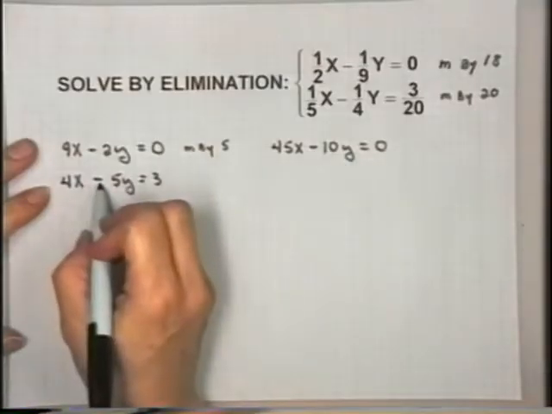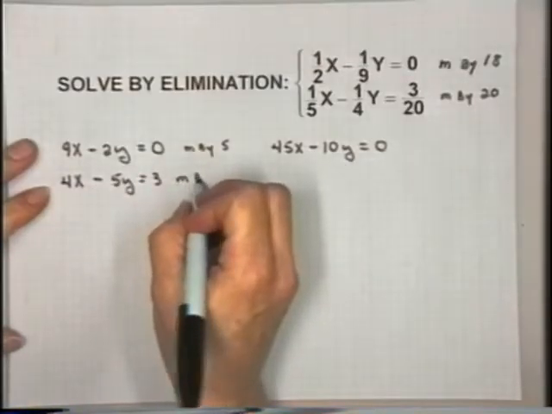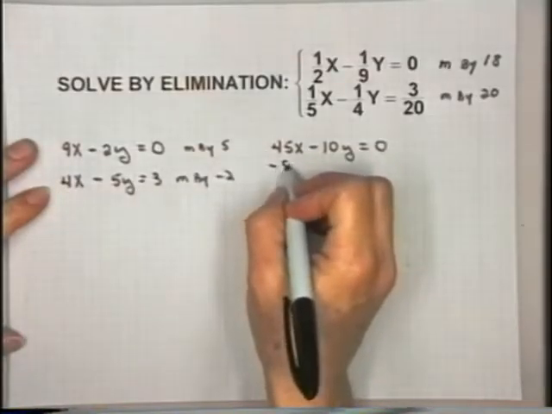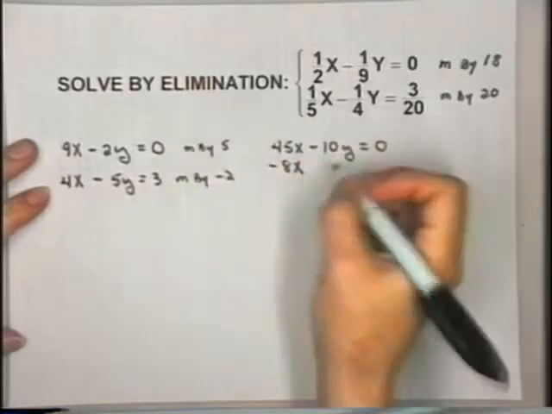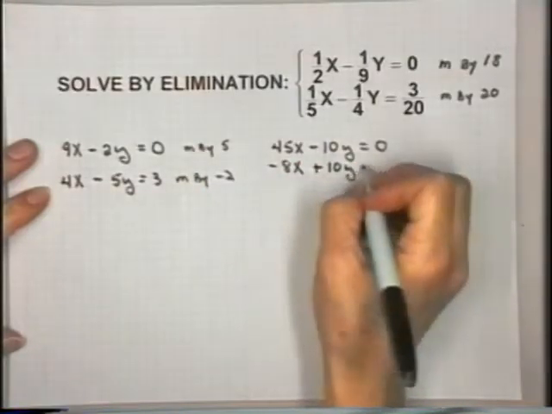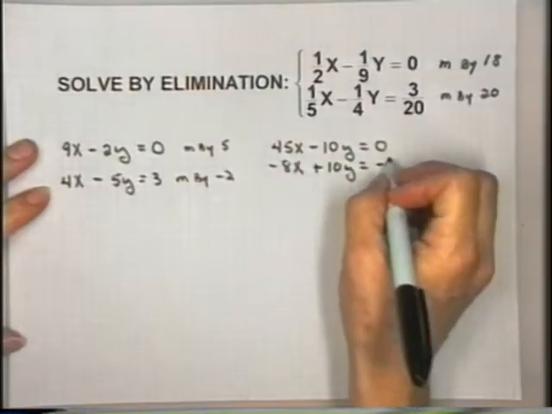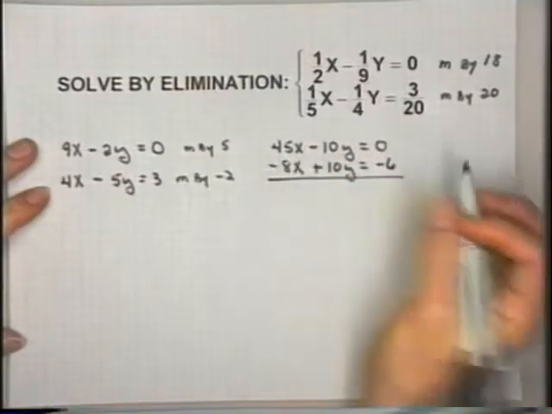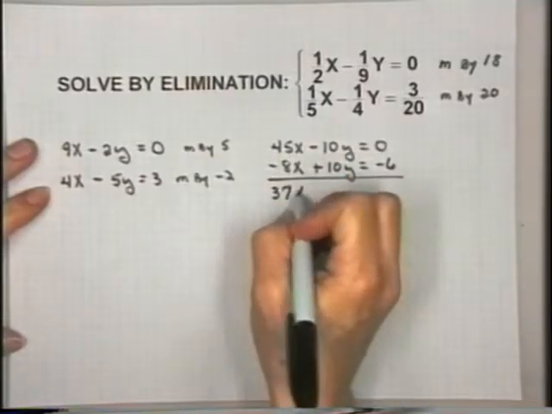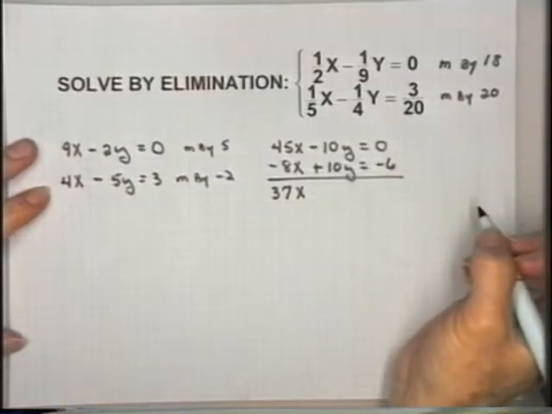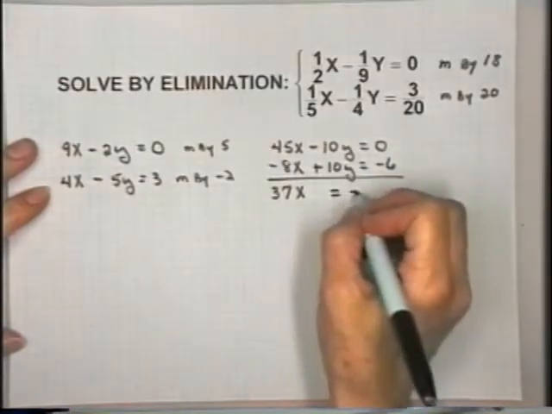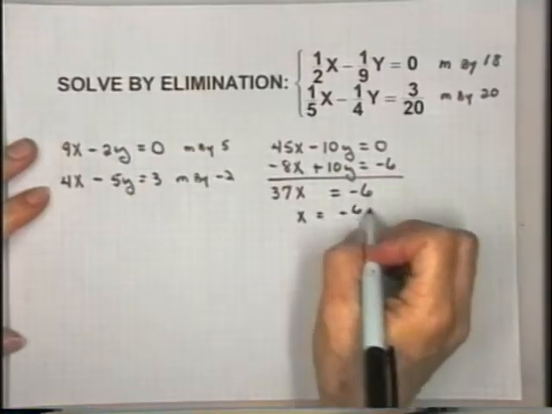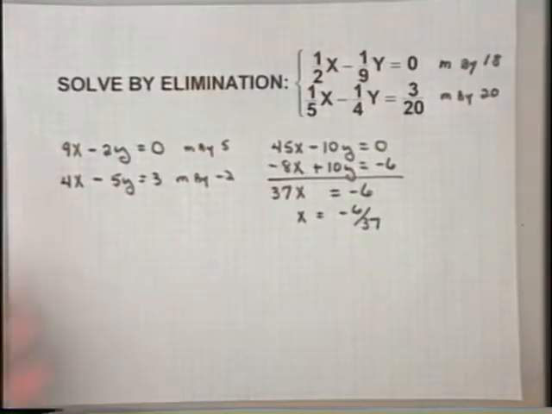Since this is a negative 10, I need this one to be a positive 10, so don't I need to multiply by negative 2? Negative 2 times 4x is a negative 8x. A negative times a negative here is a positive 10y. And negative 2 times 3 is negative 6. Now let's add here. 45x minus 8x is 37x. Minus 10y plus 10y is 0y, or 0, equals negative 6. Adding here. Dividing both sides by 37, x is negative 6 37ths.